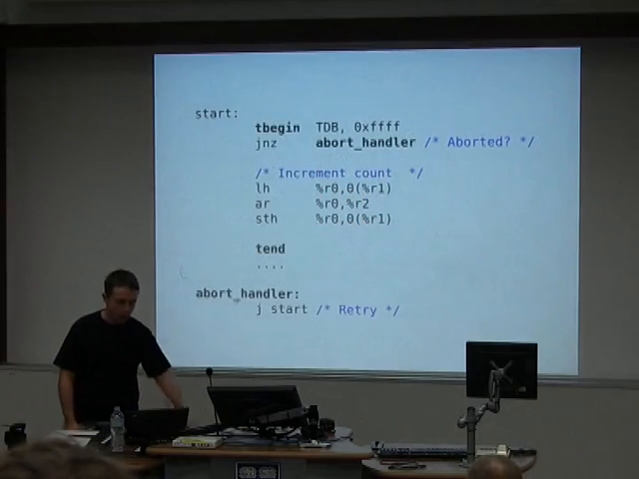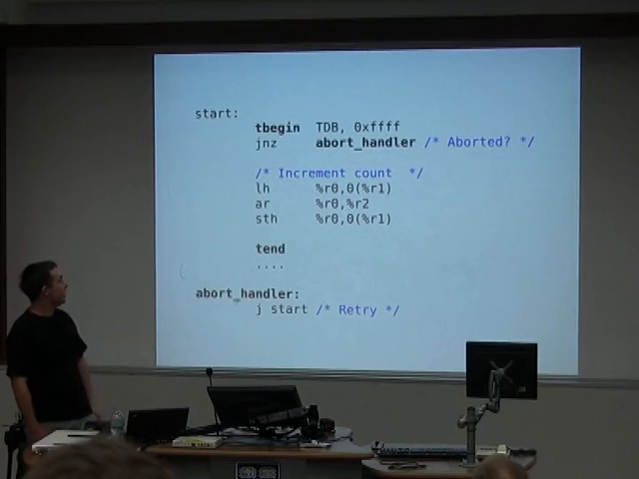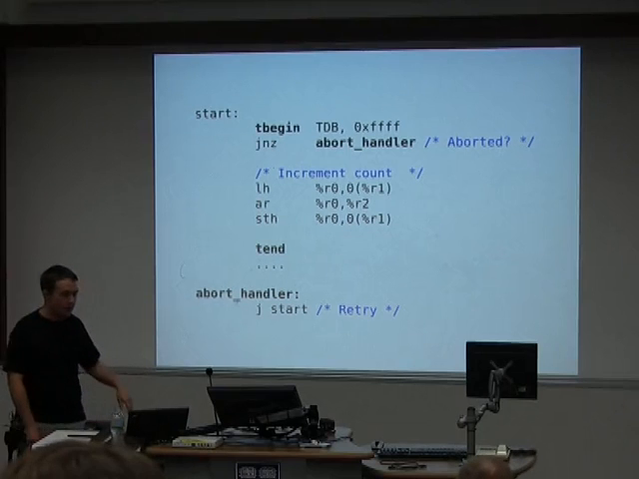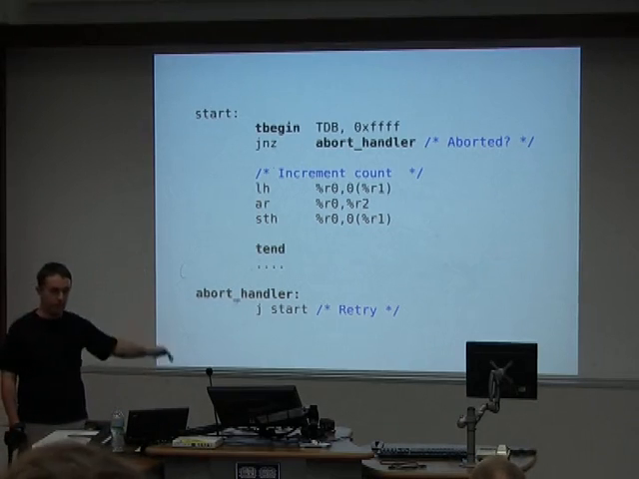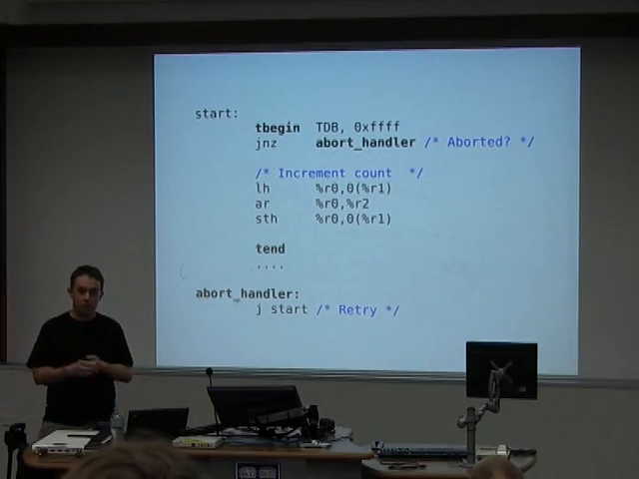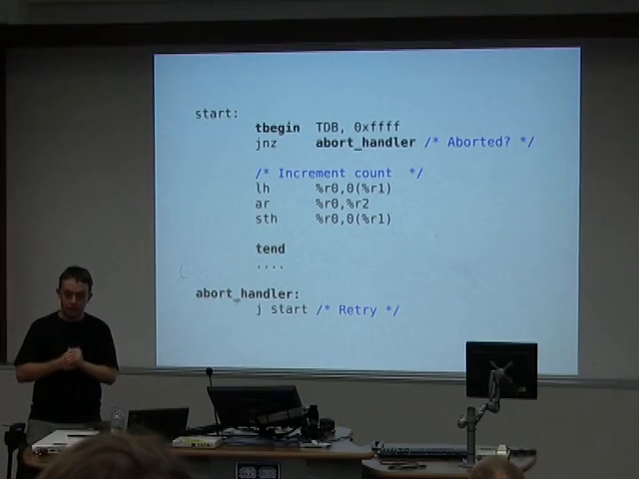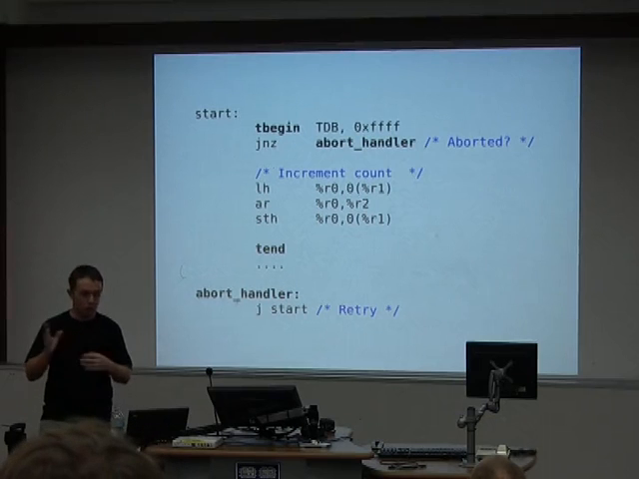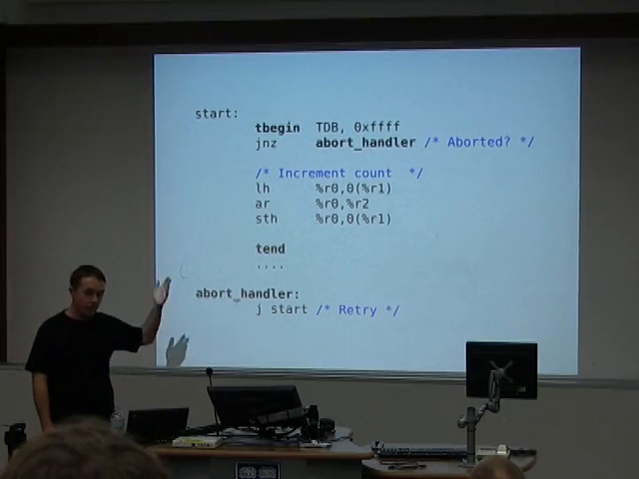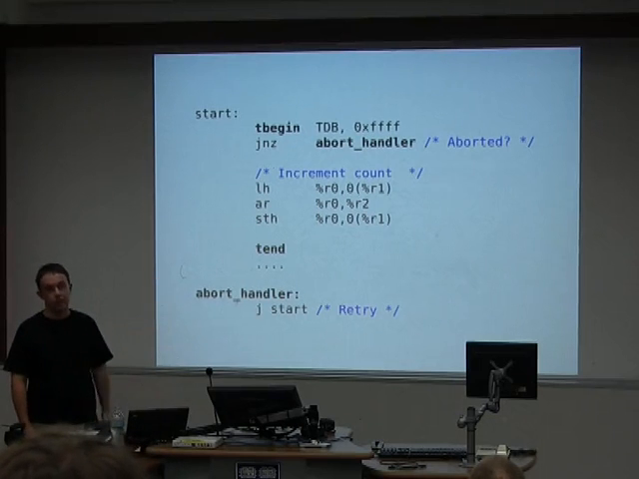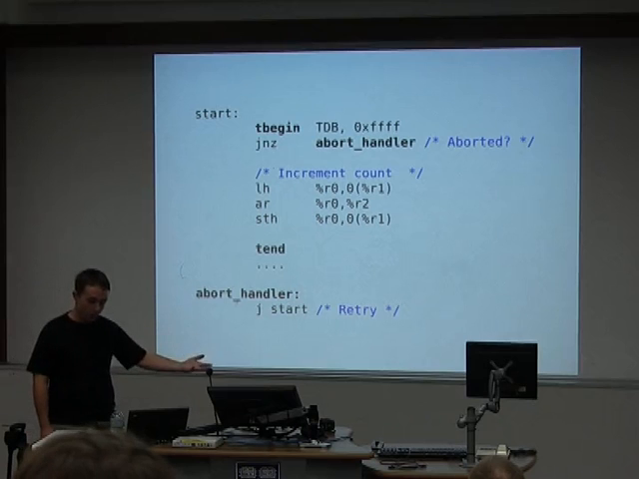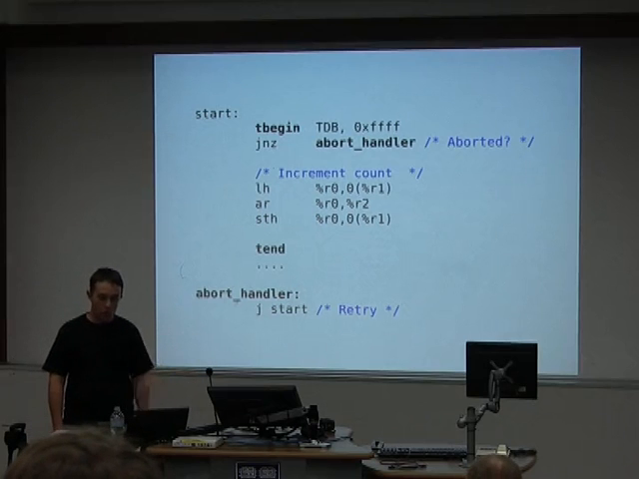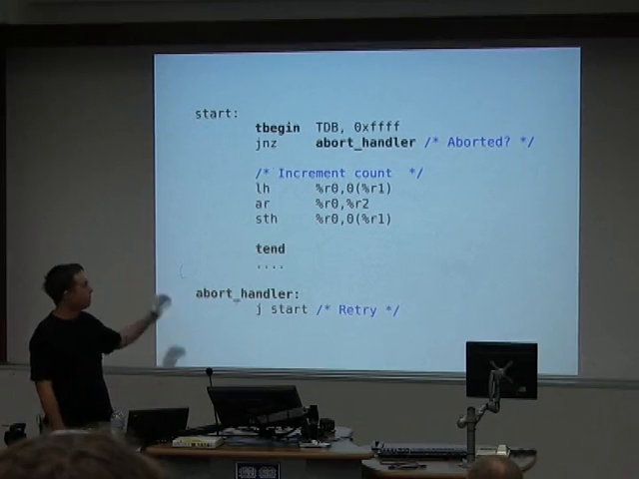Simple. So it looks like this, which looks, again, very similar to the other ones. Tbegin, TDB, 0xFF, you can ignore the TDB, 0xFF for the time being. S390 is just like Power in that they set a condition flag based on whether they're transactional or whether they're aborting. And again, you go through here, load, add, store, and then hopefully you finish your transaction and you're done. You can commit it all, make it visible to everyone else, or you jump back to your abort handler and you retry again.